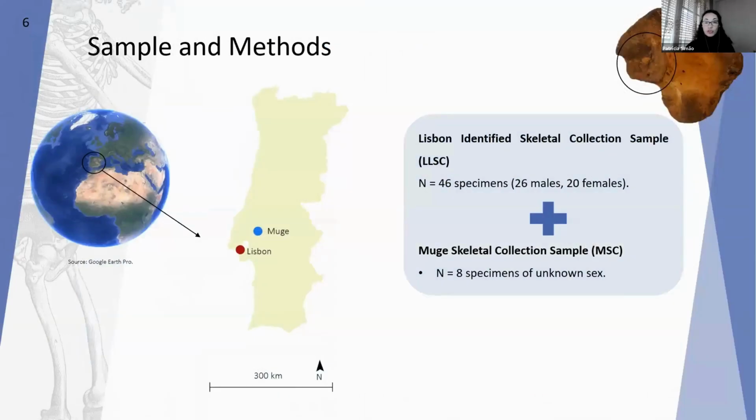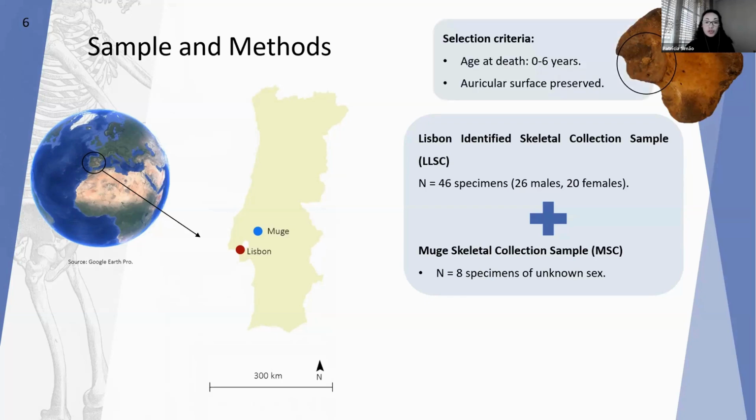So, to address our questions, we developed a 3D geometric morphometrics methodology to estimate the biological sex of infants based on the auricular surface. This technique was tested and validated with 46 ilia from the Lisbon Identified Skeletal Collection, and then applied to 8 Mesolithic infants of unknown sex from the Muge Skeletal Collection. Our study focused on infants aged 0 to 6 years, excluding those with significant postmortem damage in the auricular surface. Samples were categorized into 3-year age groups, with those under 1 year placed in a separate category.